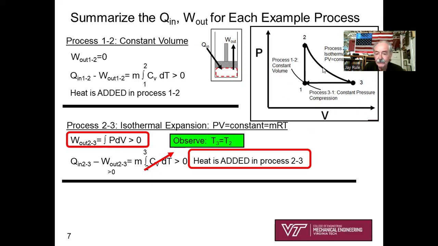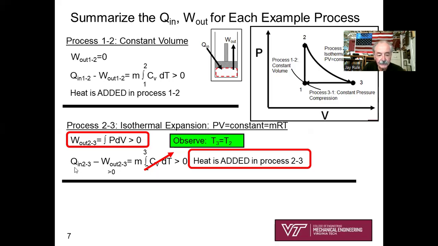You could get a number for that. And let's see, V3 is bigger than V2. So can you see with your eyes that W out from 2 to 3 is a positive number? You could do the math, but it's a positive number. All right. How about Qin from 2 to 3? Let's look at the right-hand side. m delta U, m integral Cv dT. Well, T3 equals T2, so the right-hand side is 0.